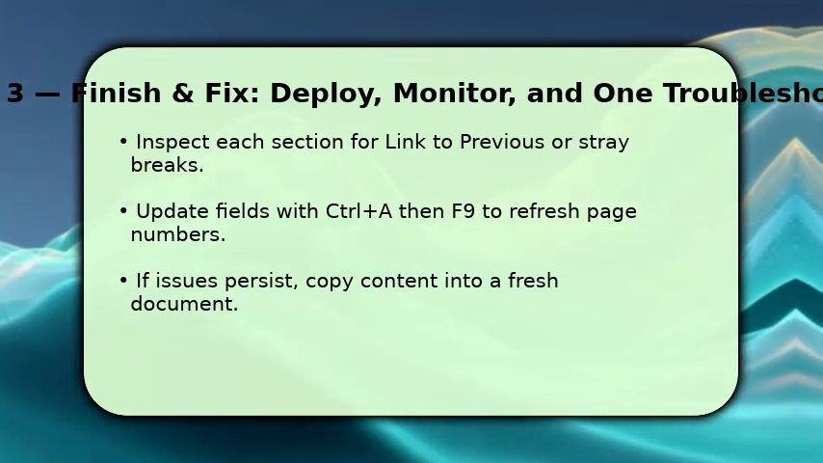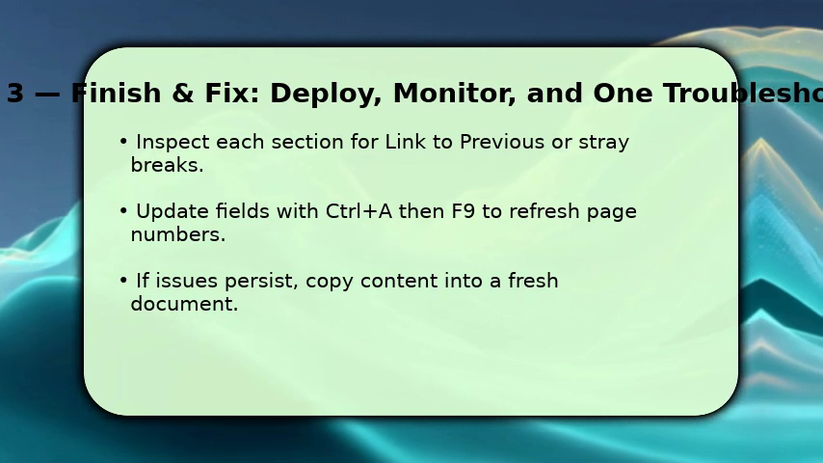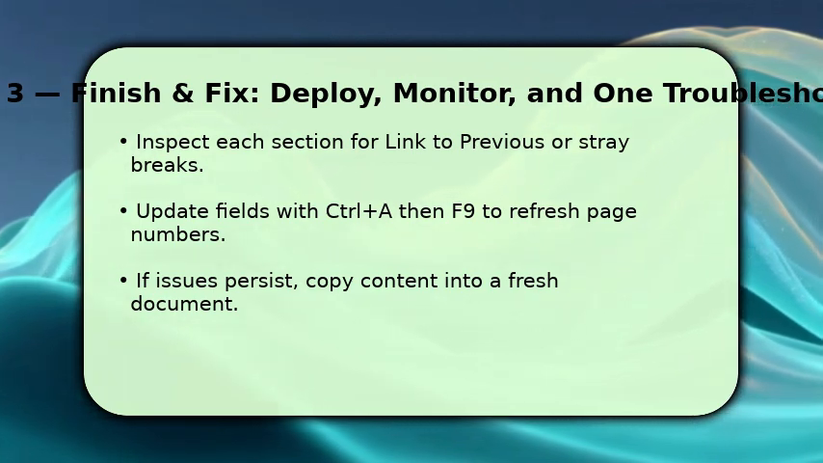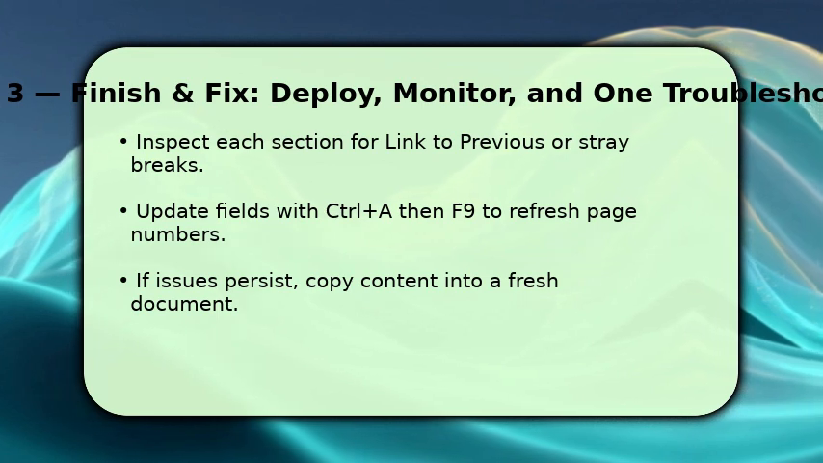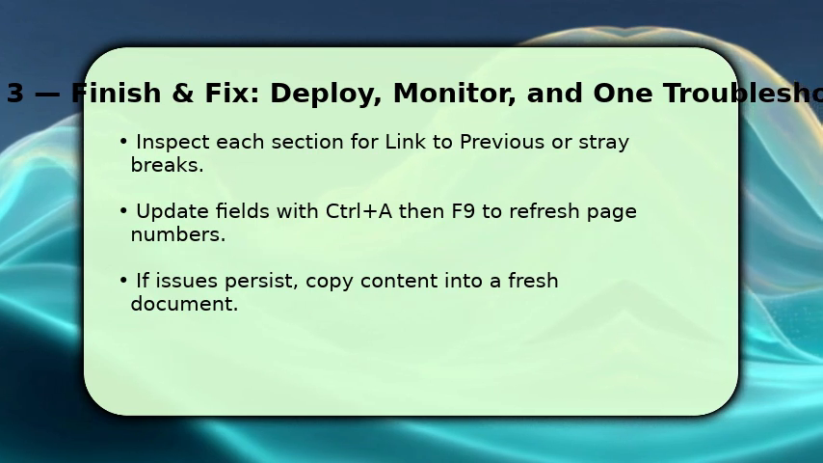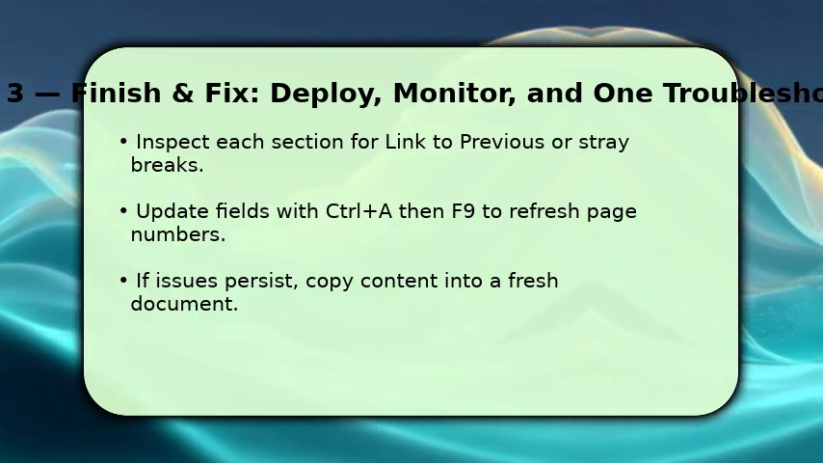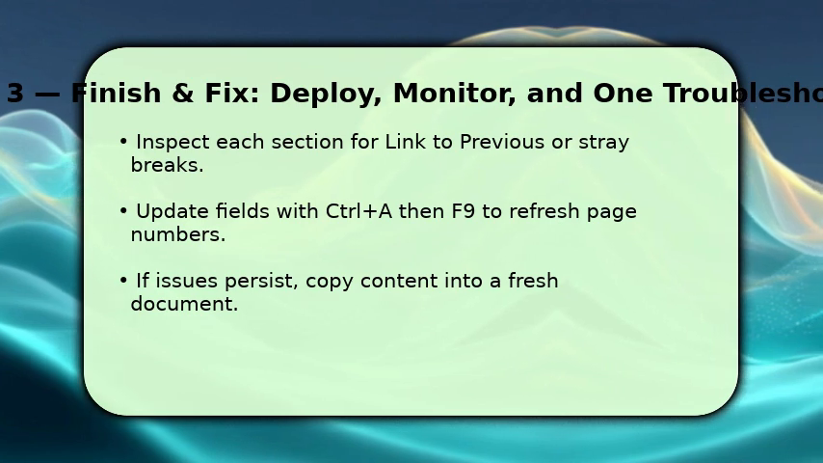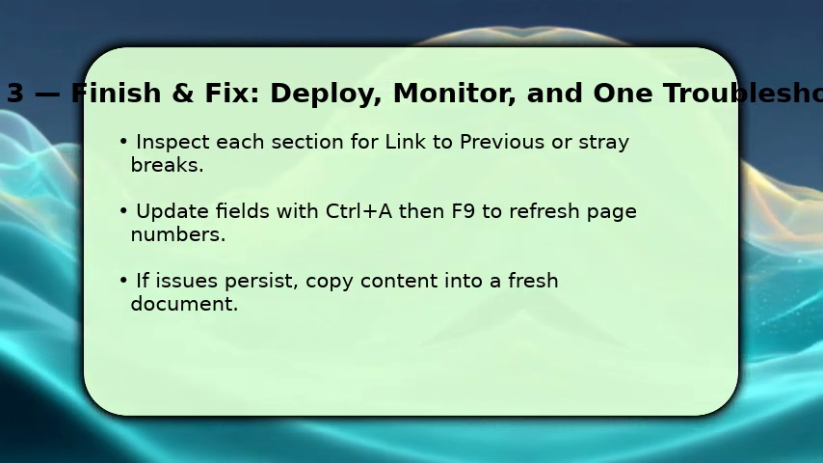If a number is incorrect, reopen that section and toggle Link to Previous, then set Start at the correct value. Once done, press Ctrl plus A and F9 to update all fields so numbers refresh. If problems persist, export or copy the clean content into a new document. This often clears corrupt formatting.